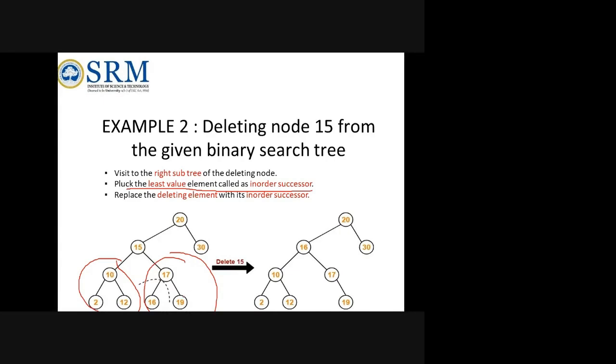Yes, ma'am. So, least value from the in-order successor. That is minimum value from the right. So minimum value from the right means 16 is the minimum value. So 16 I will replace it here. For that, it is always best to find the in-order traversal.